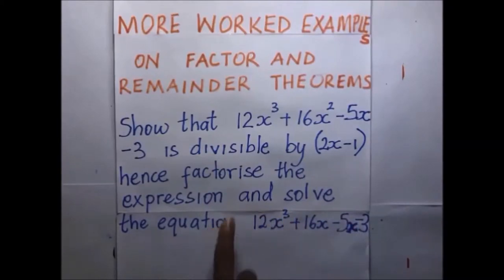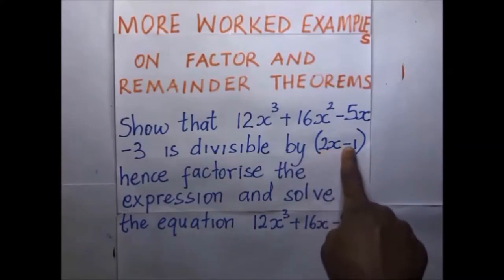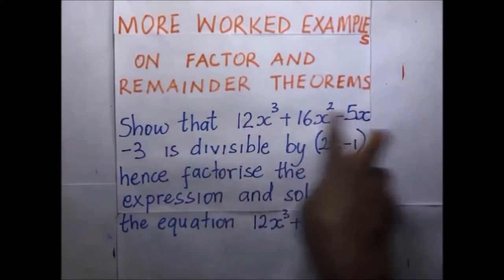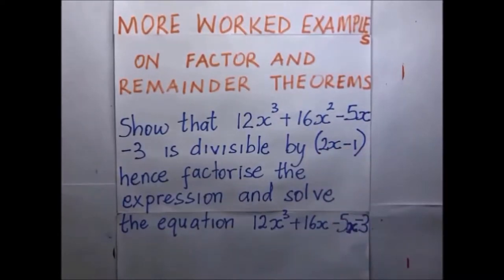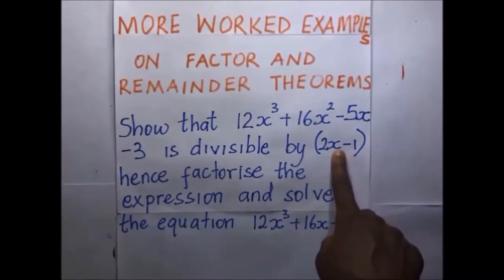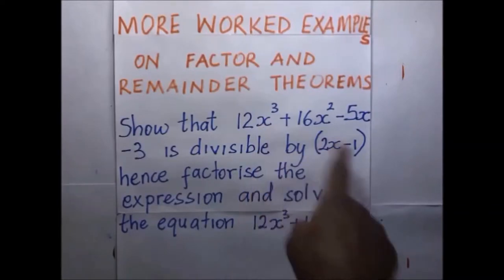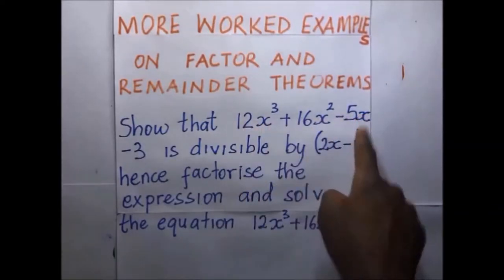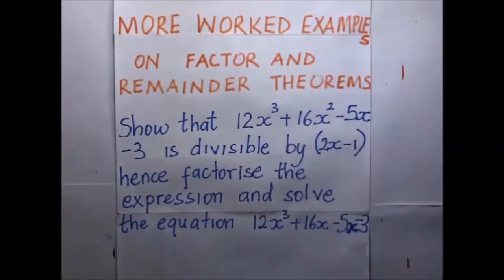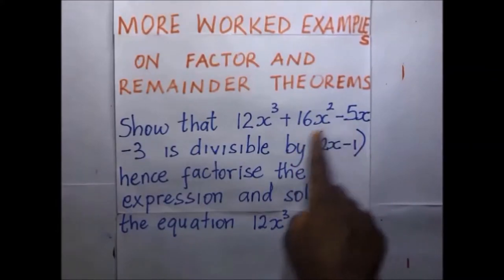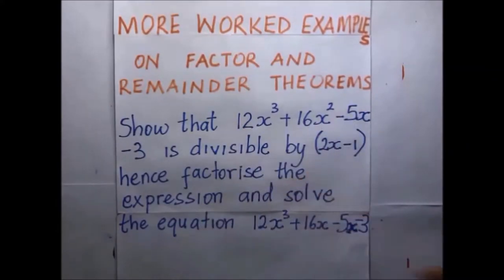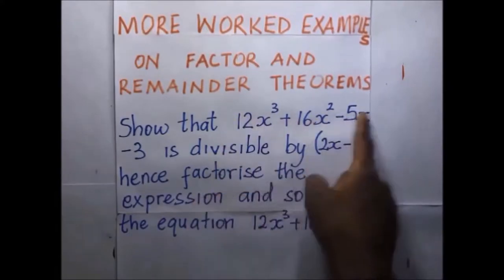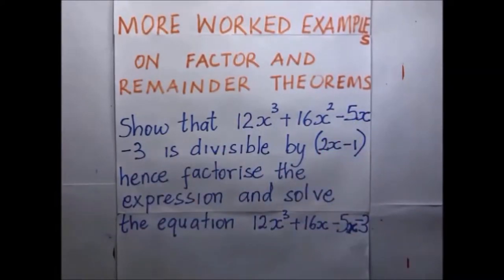So we start. For us to show that 2x minus 1 is divisible by this polynomial, it means that 2x minus 1 should be equal to 0. We equate it to 0 and we get the value of x by making x the subject of the formula. After that, we substitute it into this polynomial. If our answer is 0, then it means the polynomial is divisible by 2x minus 1, and so we will have shown that this polynomial is actually divisible by 2x minus 1. So we begin.